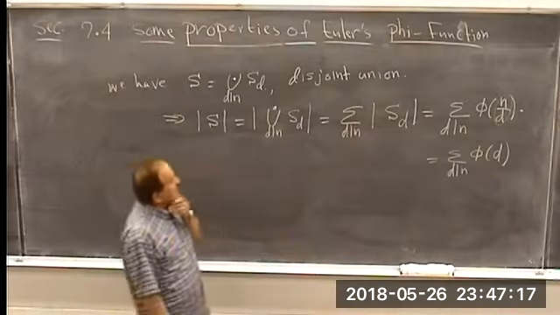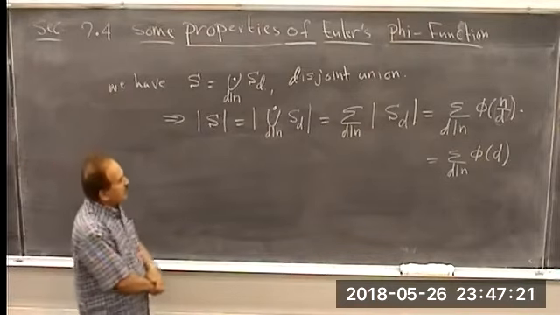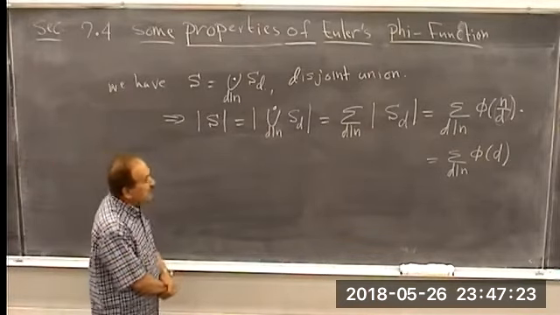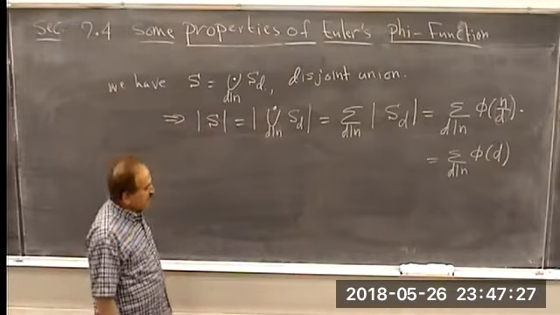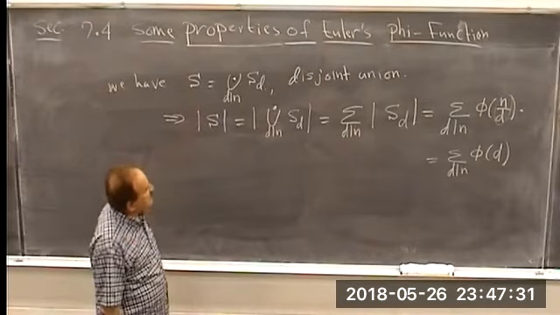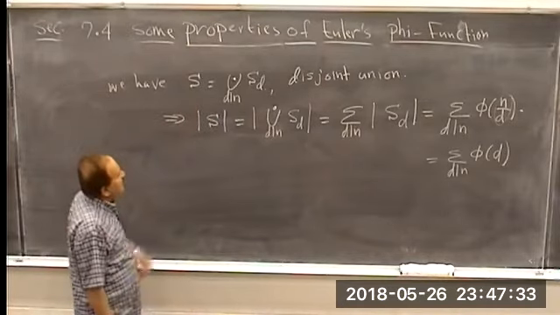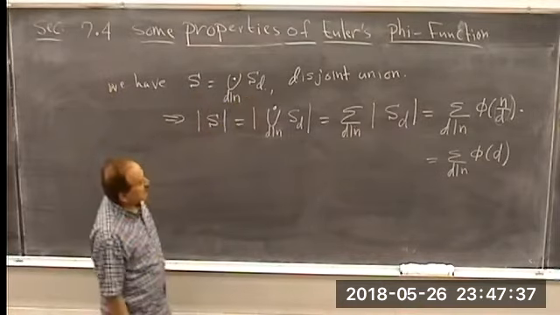Now, this proof that we presented here, as you see, did not use any properties of the phi function. It basically used a counting argument. This is what we call partitioning a set, and then counting from the set itself how many elements are in the parts of the partition.